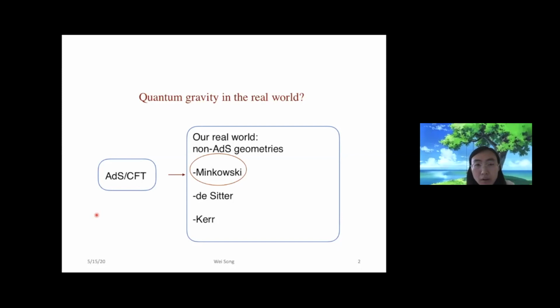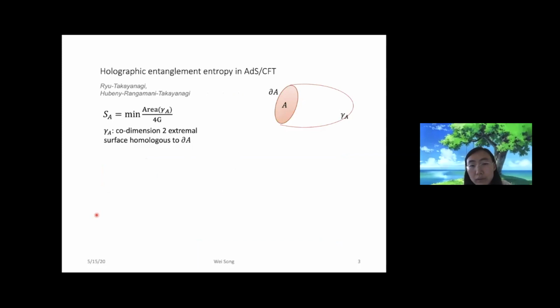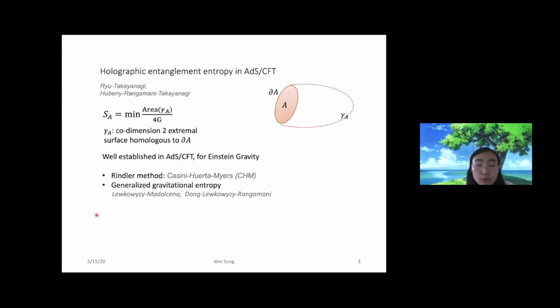In particular, I'd like to focus on the very nice probe, namely entanglement entropy. As we know, Ryu and Takayanagi proposed this beautiful formula that entanglement entropy in a quantum field theory can be calculated in the bulk by a geometry, namely the minimal surface. And this proposal has been established in the context of AdS/CFT, more precisely in Einstein gravity.